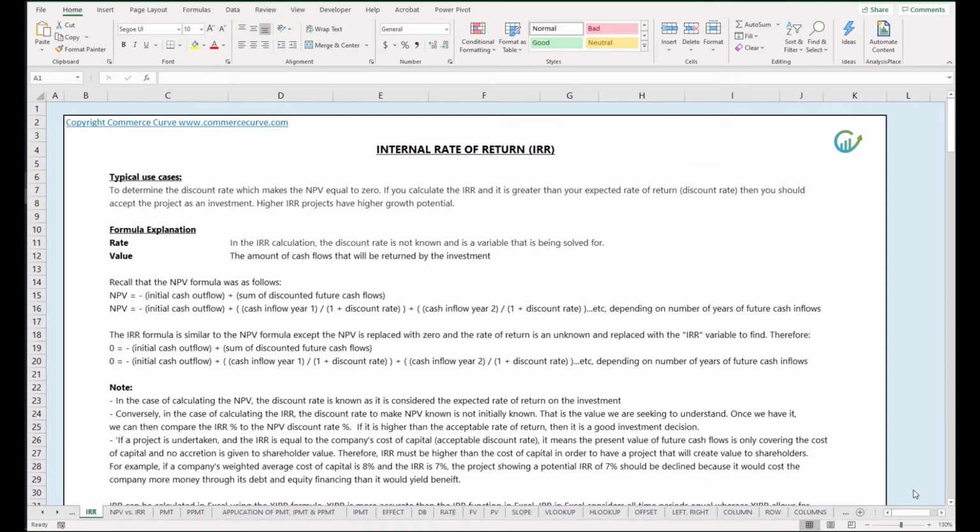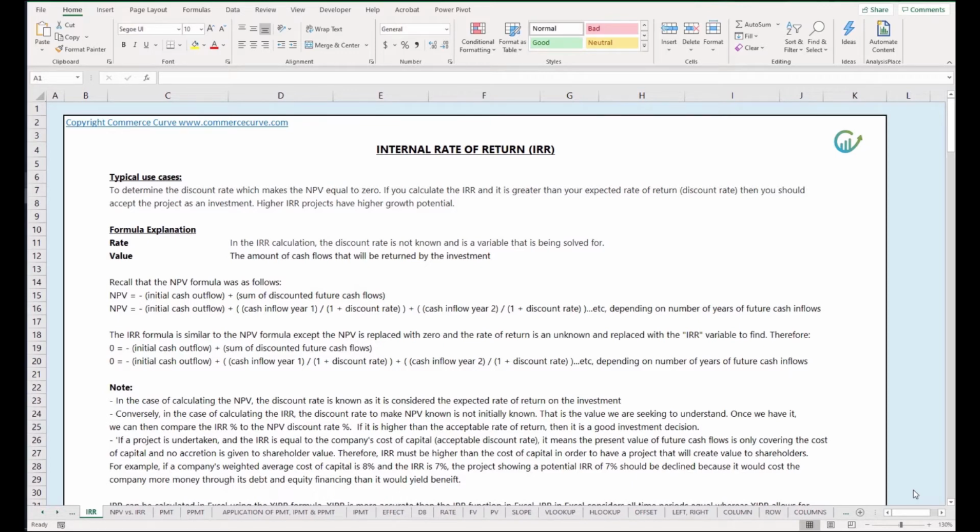In this lesson, we're going to review the internal rate of return, that is the IRR formula. The IRR formula is used to determine the discount rate, which makes the net present value of an investment equal to 0. If you calculate the IRR and it's greater than your expected rate of return, i.e. the discount rate, then you should accept the project as an investment. Higher IRR projects have higher growth potential.